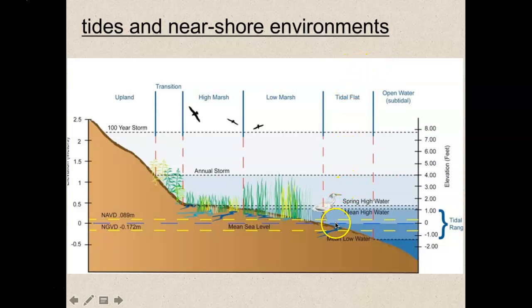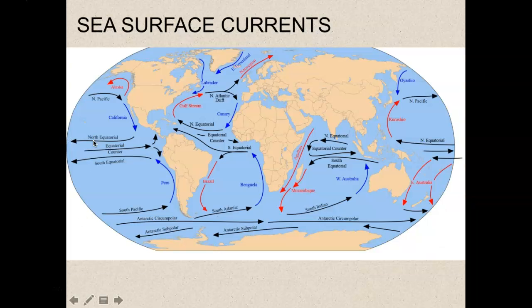The tidal flat is that area that changes. Sometimes it's exposed, sometimes it's not. And then the low marsh would be that area that is covered during high tide. High marsh is the area that's covered during the highest high tides, like the spring tides. And then there's a transition zone into what is truly that terrigenous environment.